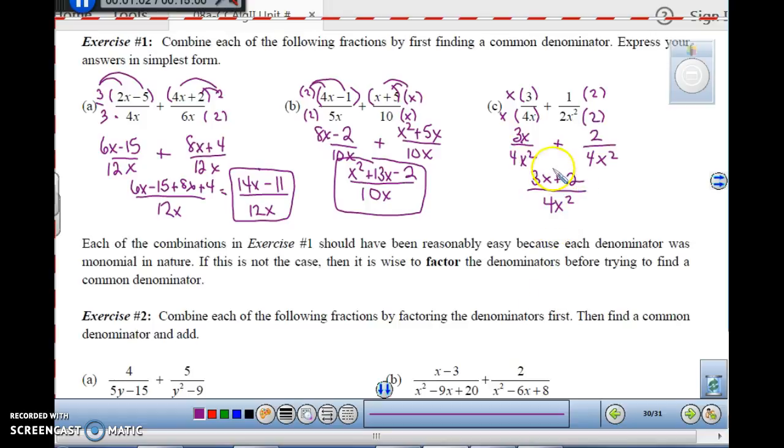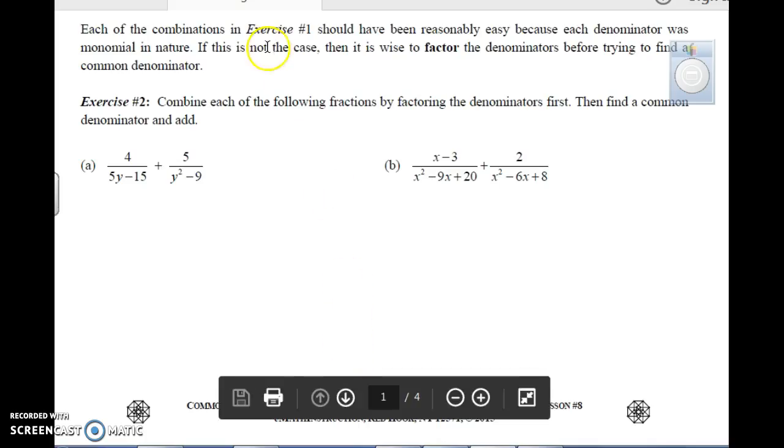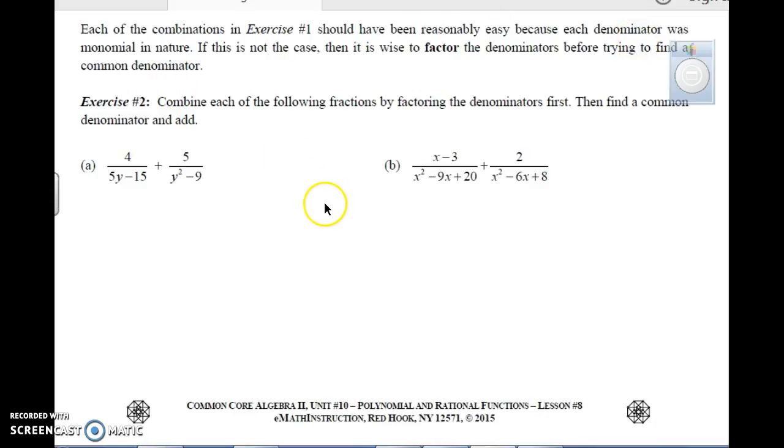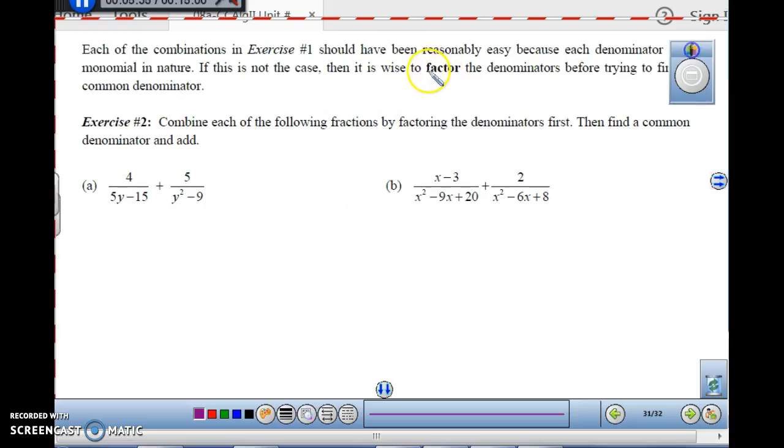And that's as far as I can go. And that is in simplest form. So, get a common denominator, keep it, add the numerators, combine and simplify. Now, the combinations that we just did were pretty easy because the denominator was a monomial. But when you are doing binomial or trinomial denominators, it's a good idea to factor the denominators before trying to find a common denominator. So, before we even start here, we're going to factor the denominator.